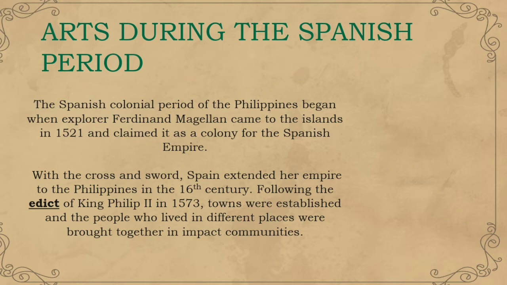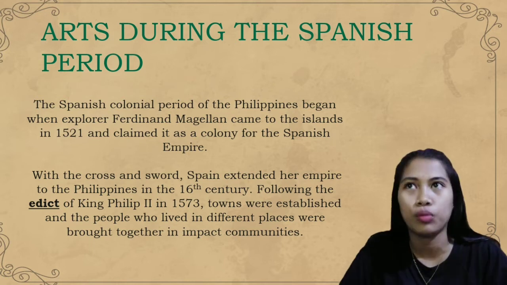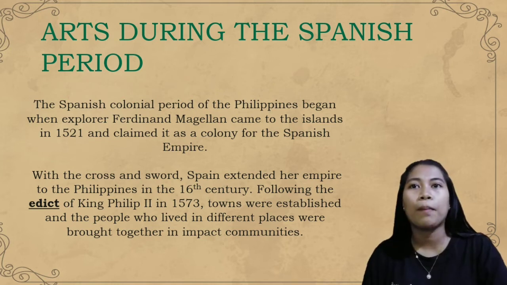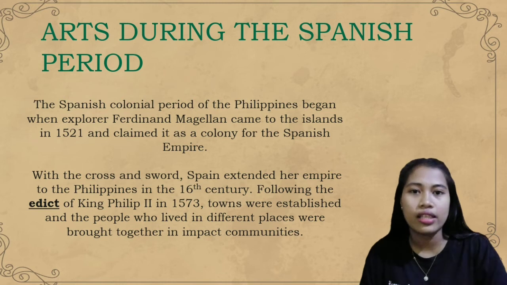Following the edict of King Philip in 1573, towns were established and the people who lived in different places were brought together in impact communities. When we say edict, it is an official order or proclamation issued by a person in authority, and King Philip II is also known to be the self-proclaimed protector of the Roman Catholic Church. He is the one who sought to limit the spread of Protestantism. Also, people were brought together as one impact community to make it easier for the Spaniards to colonize and to spread their propaganda, which is Catholicism.